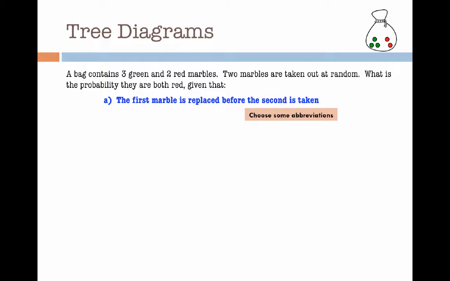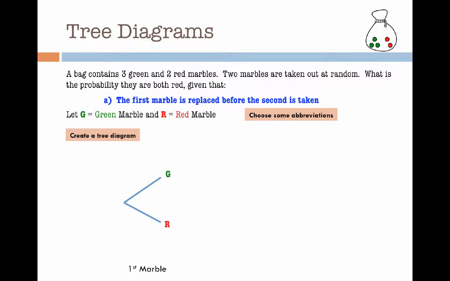First of all, we're going to choose some abbreviations. We're going to let G be the green marble and R be the red marble, so that when I create a tree diagram, I don't have to write green marble and red marble each time. Now the first time I choose a marble, I can get a green or a red. When I choose my second marble, it doesn't matter if I got a green or a red the first time, I can still get a green or a red the second time. This is because I'm replacing the marbles back into the bag.